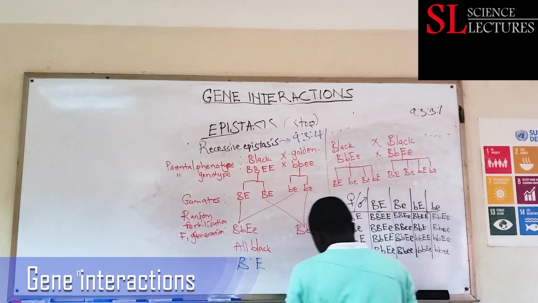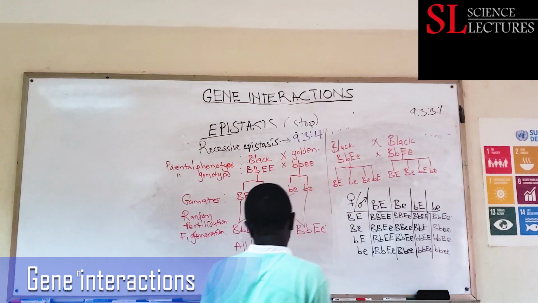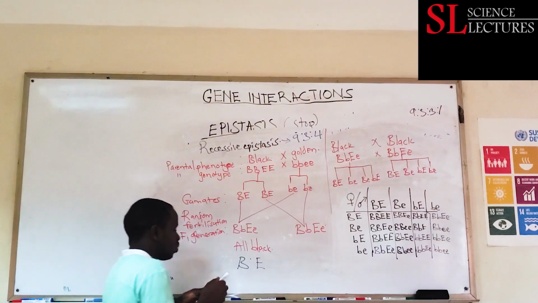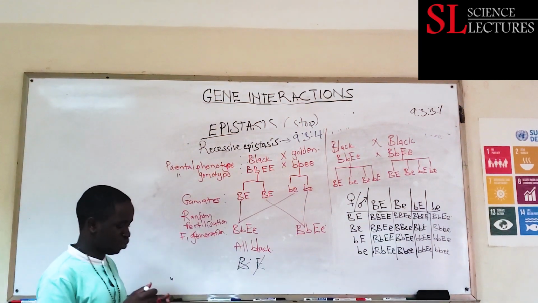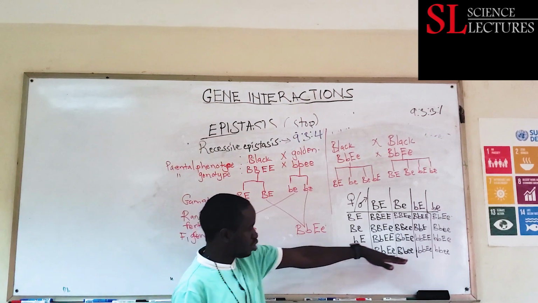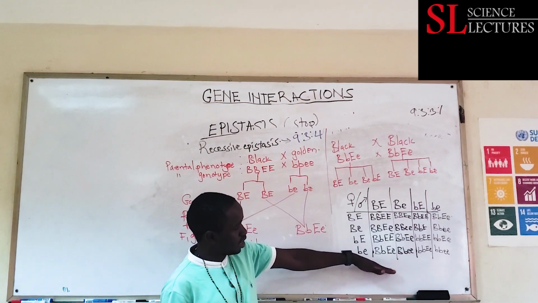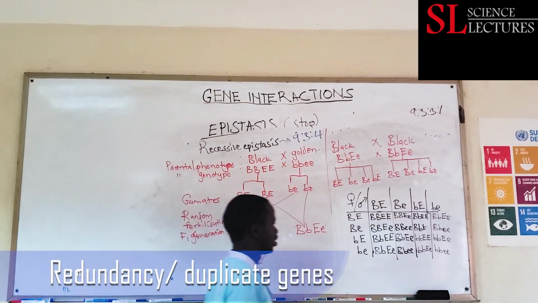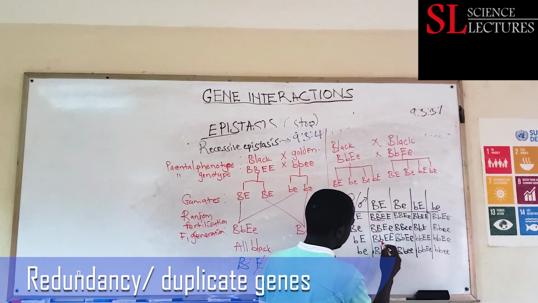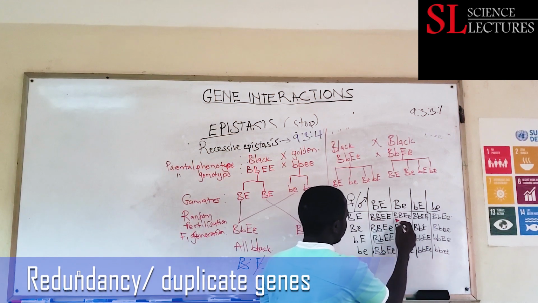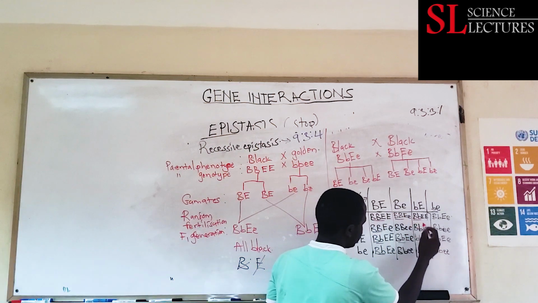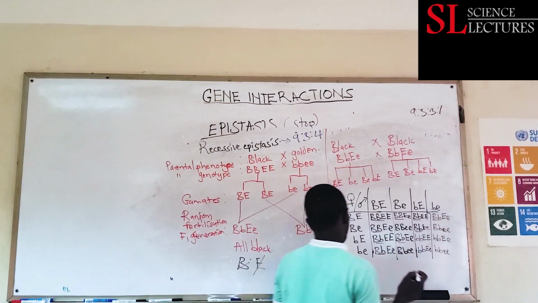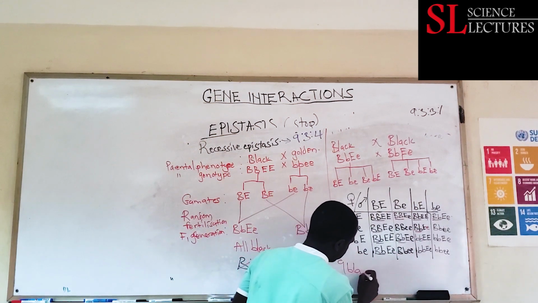So from what you can see here, for us to have the black phenotype expressed, we must have both gene B and gene E dominant. So as we deduce the phenotypes in this Punnett square, we need to look out for those that have capital B and capital E. Let's start. This is 1, 2, 3, 4, 5, 6, 7, 8, and 9. So I have 9 black dogs.